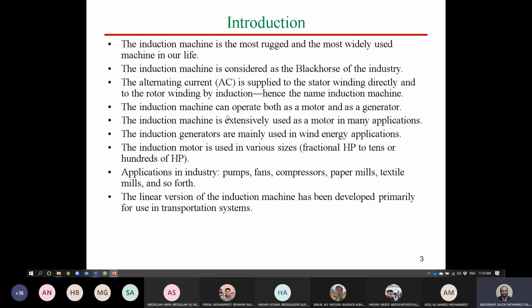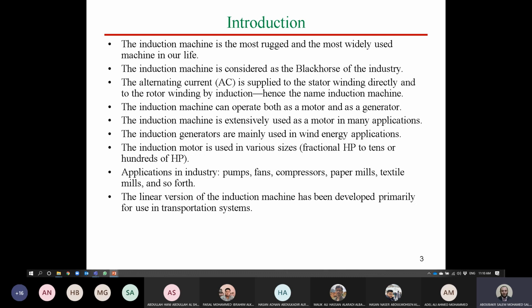The induction machine can also operate both as a motor and a generator. Of course, guys, we agreed that all machines can work as motor and generator. So, what exists in our industry? Is it working mainly as a motor or generator or both? Motor. Actually, motor is much more used. You are right. However, we also have some induction generators as well. They are used in wind energy applications.